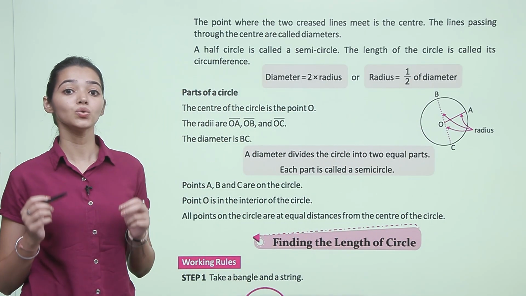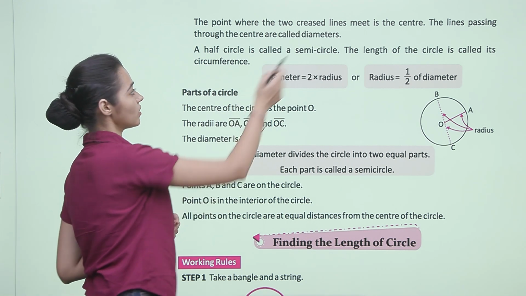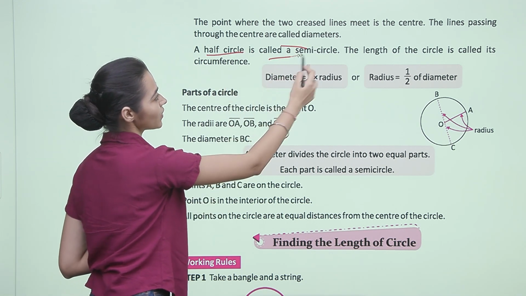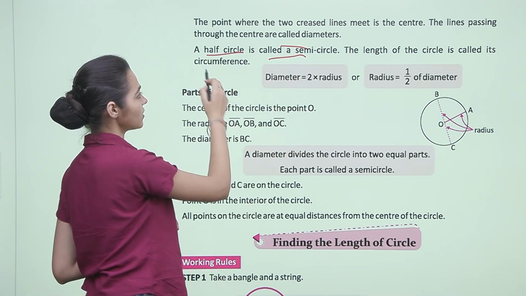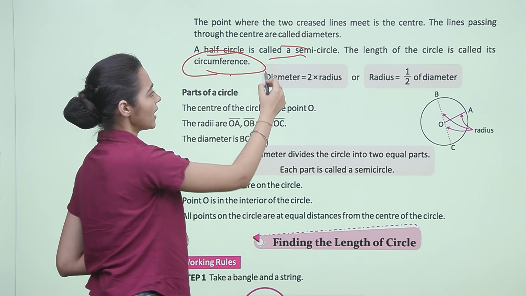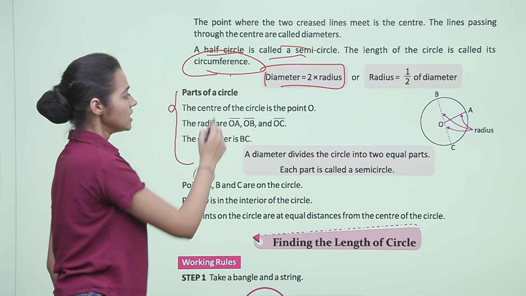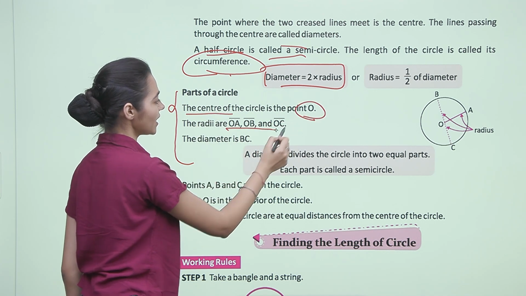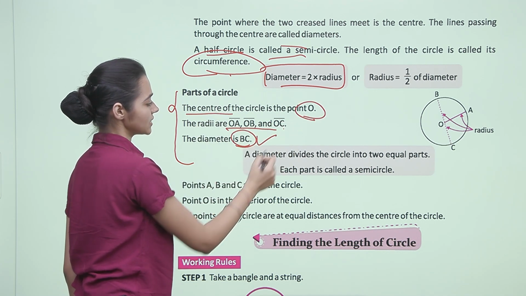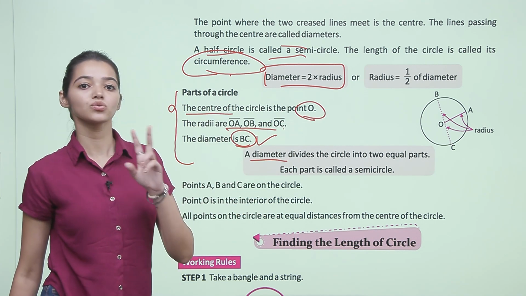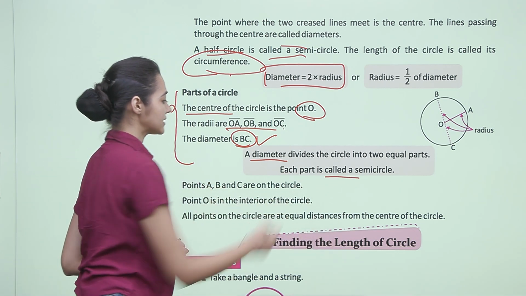Now the point where the 2 creased lines meet the curve, that is called the diameter. The half circle is called the semicircle, and the length of the circle is called the circumference. Diameter is twice the radius, and radius is half of the diameter. Now parts of a circle: the center of the circle is O, radii are OA, OB, OC, and diameter is BC. A diameter divides the circle into 2 equal parts, and each part is called a semicircle.